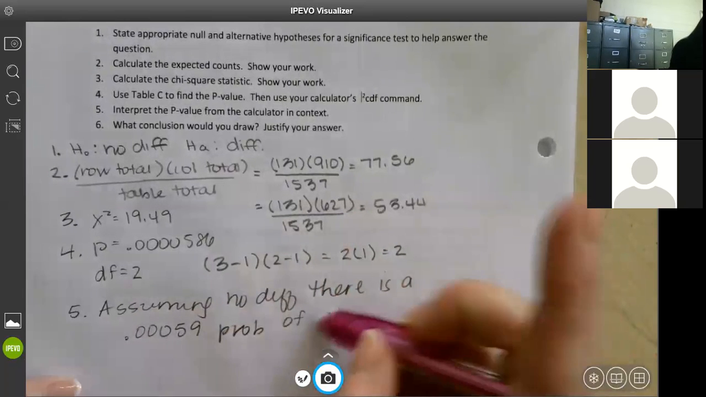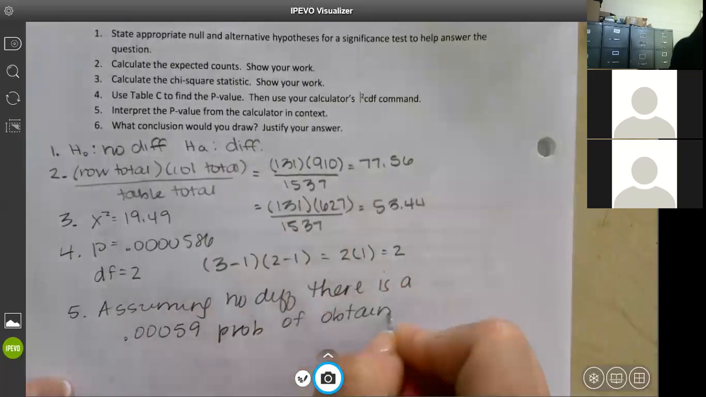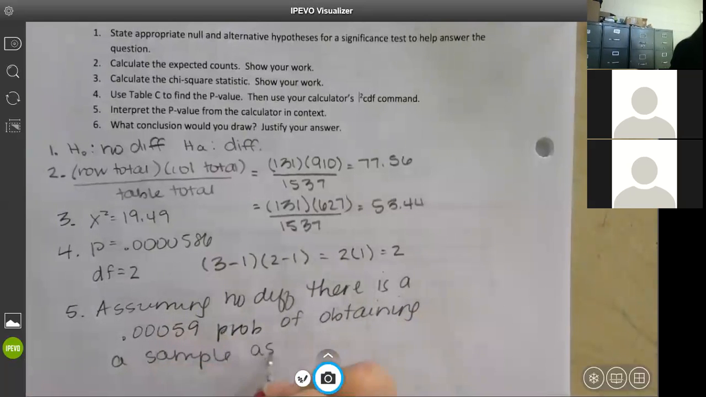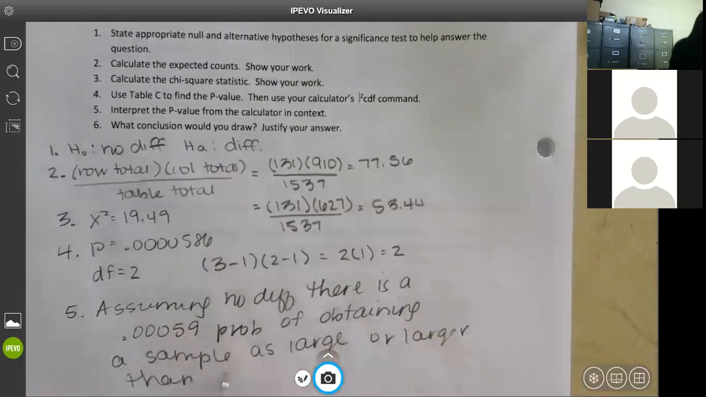Why can I not write that word? Of obtaining a sample as large or larger than the study.